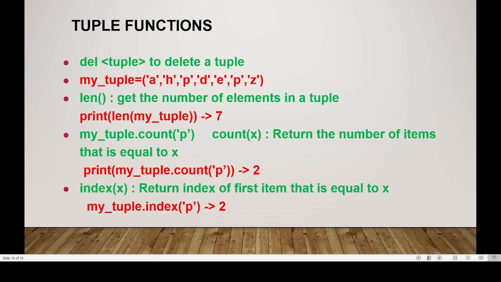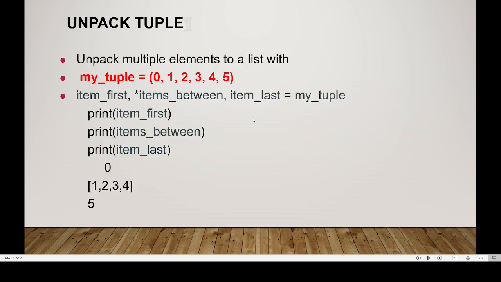Since tuple is immutable, very few functions are there. The del function is used to delete a tuple. The len function is used to get the length of a tuple. If my tuple, which I have used here, has 7 elements, it will return 7. The count function is used to count the elements. So here P will display 2 because 2 occurrences of P are there, and index will return the first occurrence of an element. For P it will show 2 only because it is the third element.